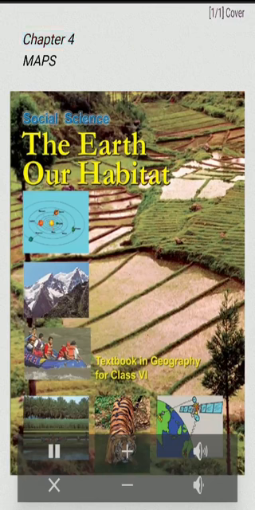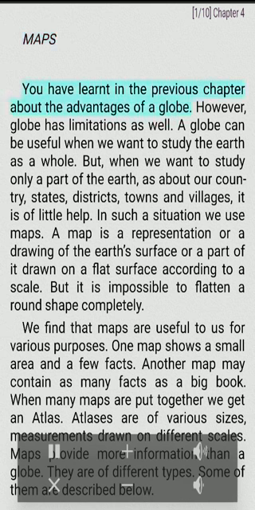Chapter 4. Maps. You have learned in the previous chapter about the advantages of a globe. However, a globe has limitations as well. A globe can be useful when we want to study the Earth as a whole. But when we want to study only a part of the Earth, such as our country, states, districts, towns and villages, it is of little help. In such a situation we use maps.